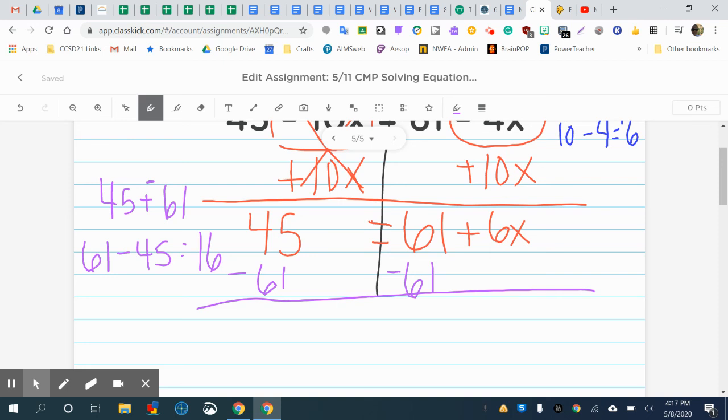I'm going to take the sign of the number that has the bigger absolute value. In this case, it's 61. The negative 61 is further from 0 than 45. So this 16 is a negative. Or you can think of it as, oh, I have more negatives than positives, so it must end up being a negative number. So 45 minus 61 is a negative 16 equals 6x.